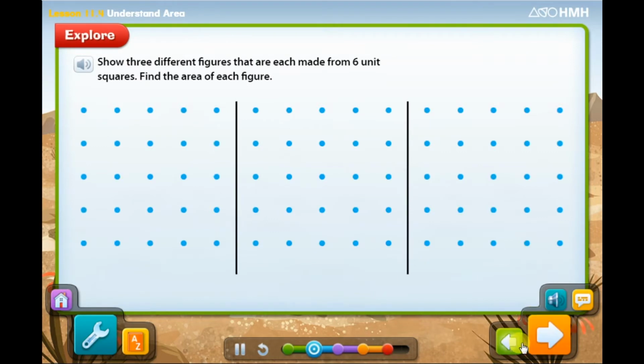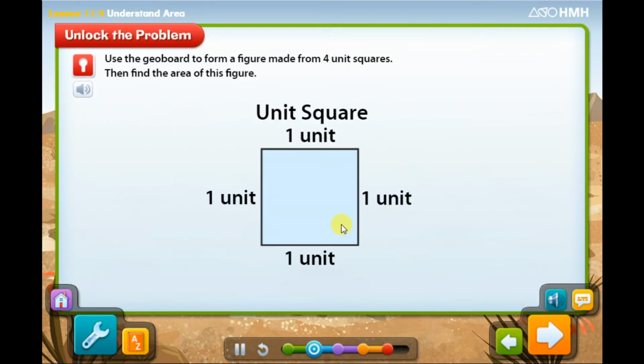Let's look at different figures. You can find the area of a figure. We can find the area of the figure by measuring. Unlock the problem to learn about unit squares and area. We can measure any area or any space inside any shape by cutting the space into small square units.